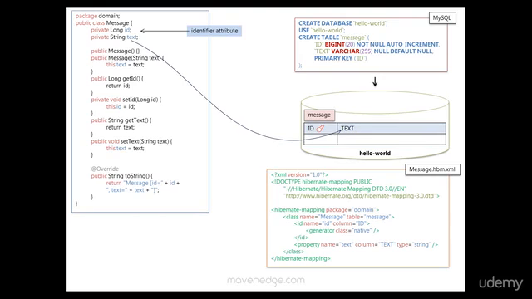Next, we're going to map the text attribute in the message class to the text column in the message table using this property element. And the string here is neither the Java data type nor the SQL data type. It's a Hibernate mapping type that's going to take care of the translation from the Java data types to the SQL data types and vice versa. So it's going to take care of the translation between the string data type to the varchar data type.